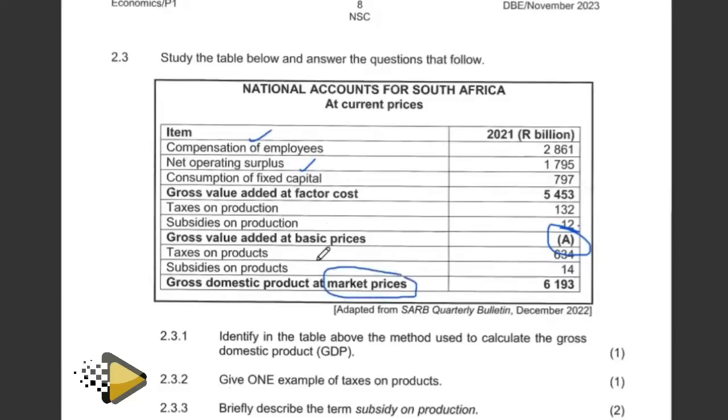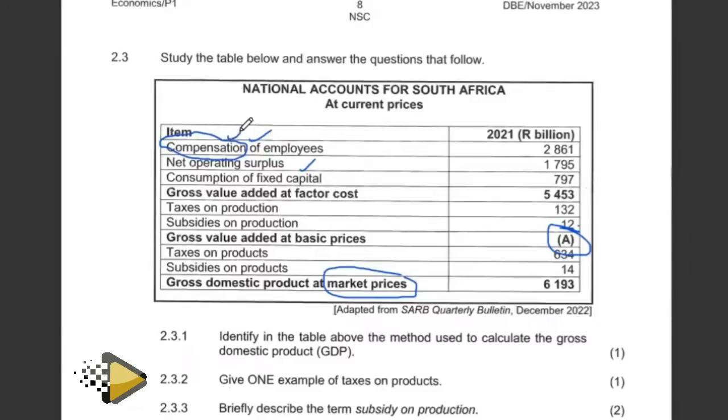So grade 12s, without even struggling, identify the type of national account method that has been used to calculate GDP. Because of this word compensation of employees, it means that this is what employees are earning in their daily execution of duties, or after completing a job, or after a service has been rendered.